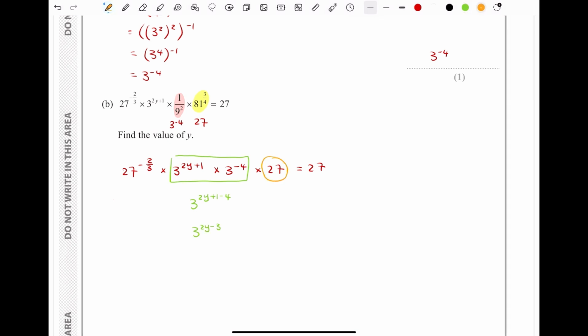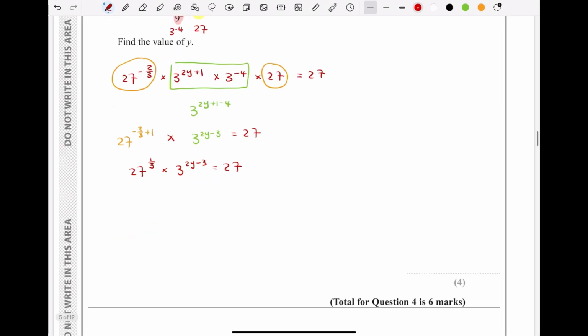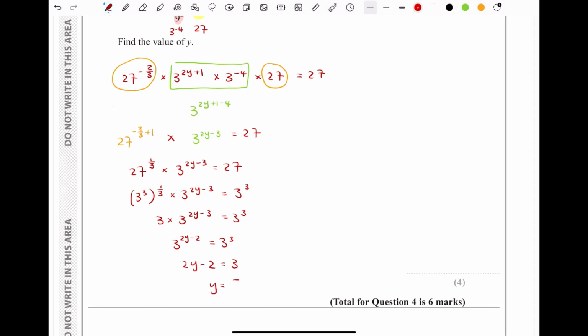Now 27 and 27 to the negative 2 over 3 multiplied together, we add the powers, which will give us 27 to the power of a third. Now 27 to the power of a third can also be written as 3 to the power of 3, to the power of a third, and that is 3 times 3 to the power of 2y subtract 3. Again, by adding the indices, we will have 3 to the power of 2y subtract 2. And then 2y subtract 2 is going to equal 3, so y is going to be 5 over 2.